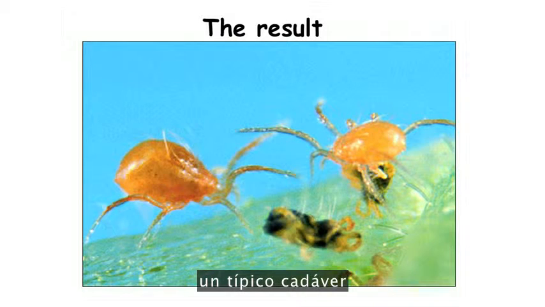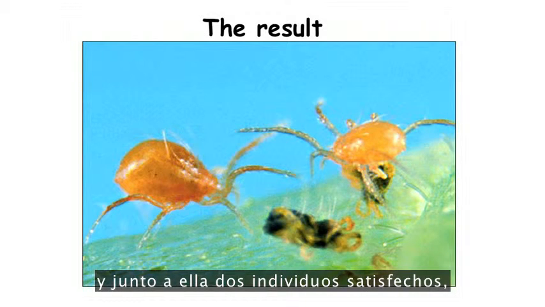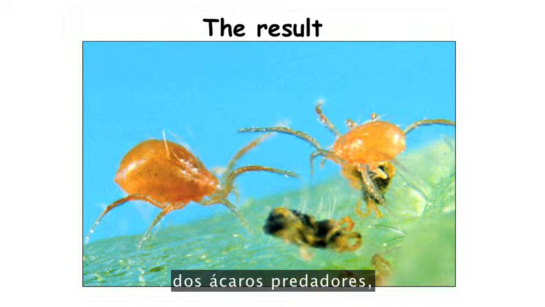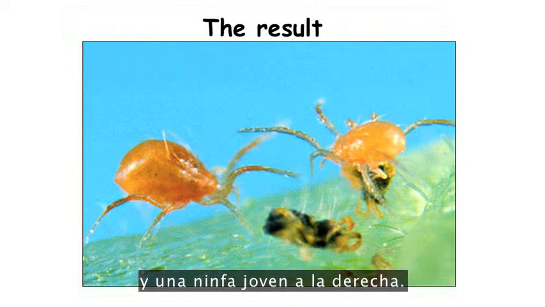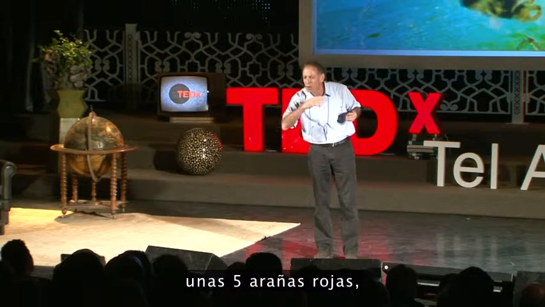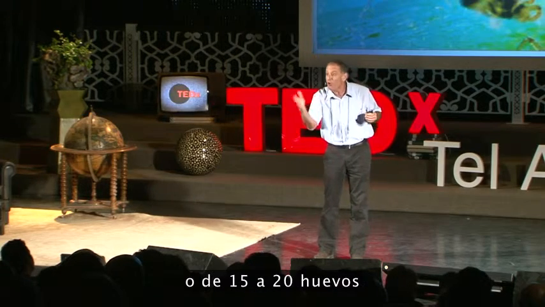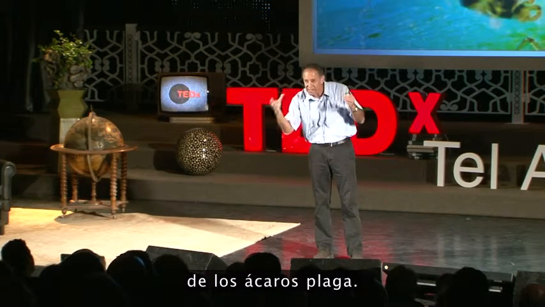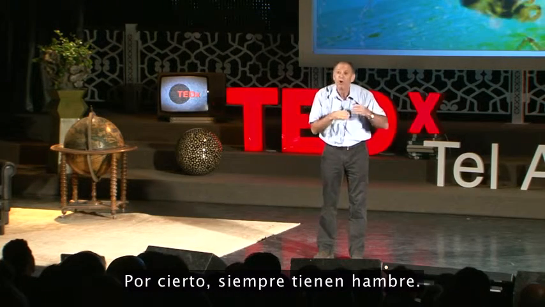Just a typical dead corpse, shriveled, a sucked-out dead corpse of the spider mite, and next to it, 2 satiated individuals of predatory mites, a mother on the left-hand side, a young nymph on the right-hand side. By the way, a meal for them for 24 hours is about 5 individuals of the spider mites, of the bad mites, or 15 to 20 eggs of the pest mites. By the way, they are hungry, always.